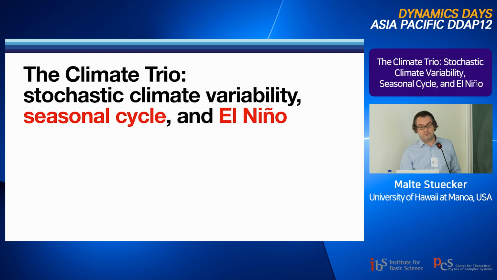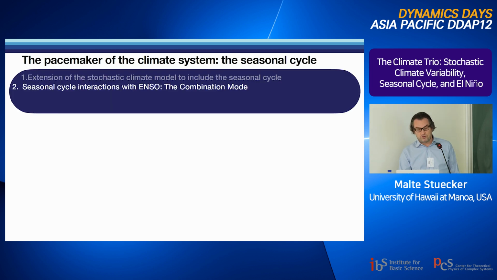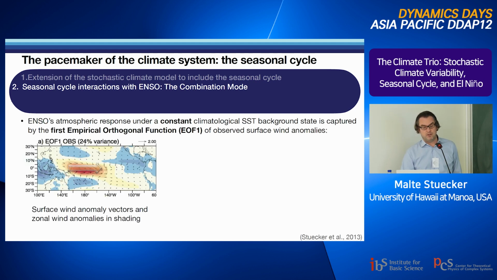Also, the seasonal cycle plays a very critical role in the El Niño Southern Oscillation, and here there are two aspects to it. One that's related to ENSO's teleconnection, or its impacts on the rest of the climate system. So what we can do if we are interested in the atmospheric response to those SST anomalies that I showed you is just a standard empirical method, just doing a principal component analysis on the wind anomalies, and what comes out here as a leading mode is this, shown here in vectors are the surface winds, and then in colors is the zonal wind anomalies.